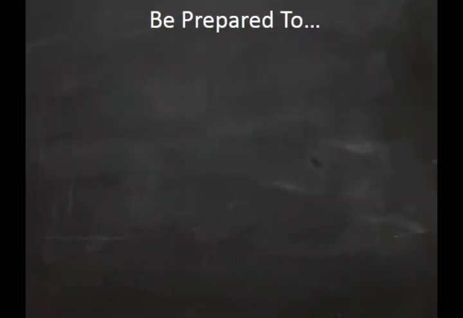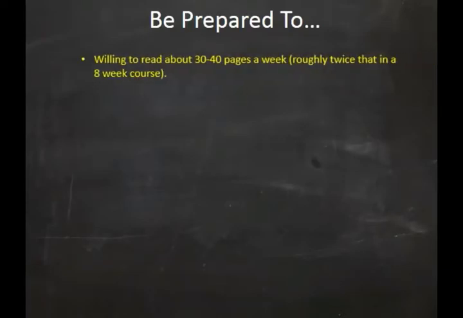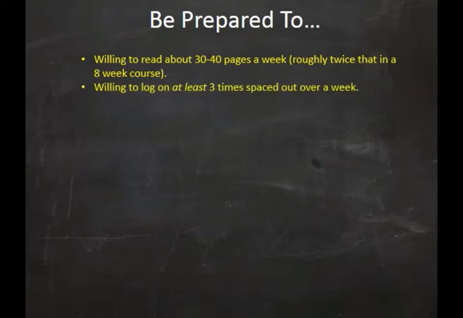There are a number of duties you need to be willing to commit to before continuing with this course. You should be willing to read about 30 to 40 pages a week in a 16-week course, more than this for a compressed course. Willing to log on at least 3 times spaced out over a week each week in a non-compressed 16-week course. In an 8-week course, it should be much more often than this. To check your email regularly. Daily is good, every 48 hours if this is not possible.